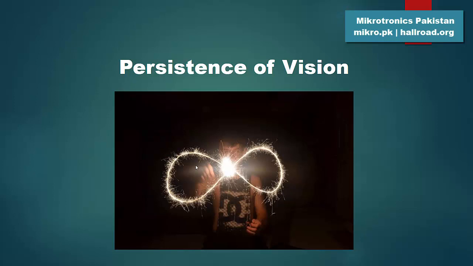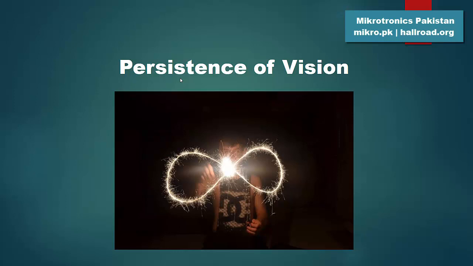So we are going to exploit a God-gifted feature of our eyes, and that is called persistence of vision. In persistence of vision, whatever our eyes perceive, the image is retained for 1/10 of a second due to chemical and electrical changes in the retina, the sensors of our eyes. So if an LED turns on and turns off immediately, the image of that LED will remain in our eyes for 1/10 of a second.